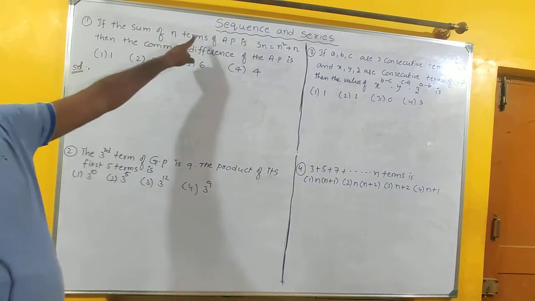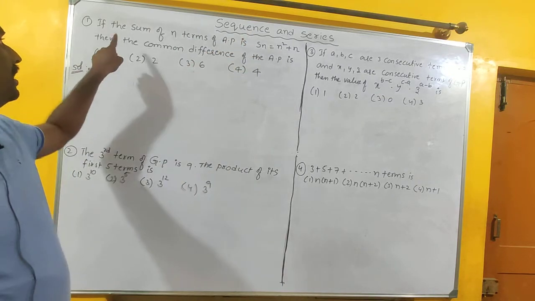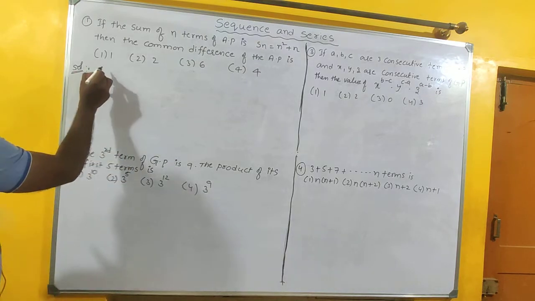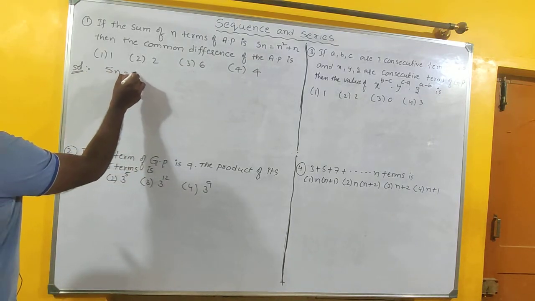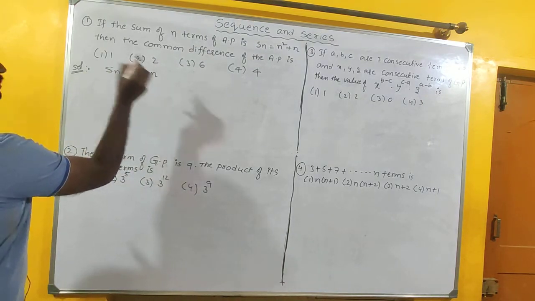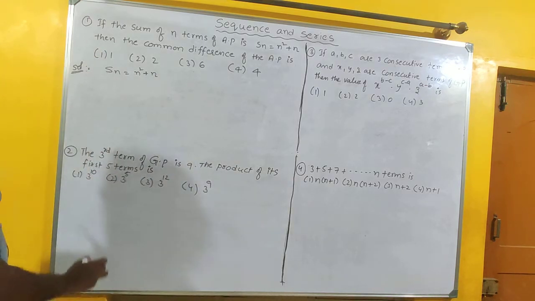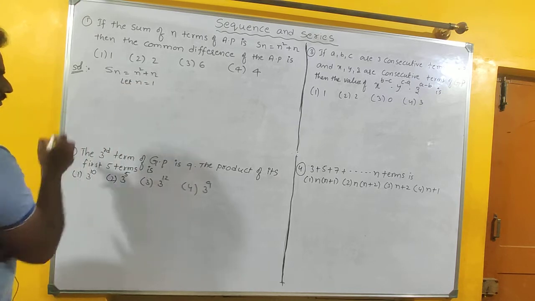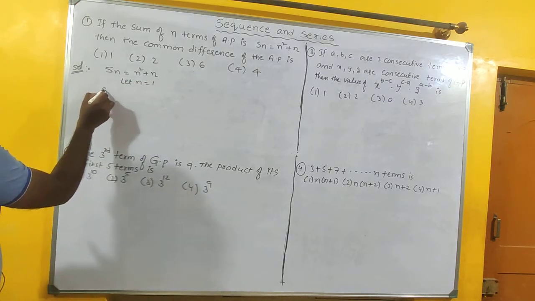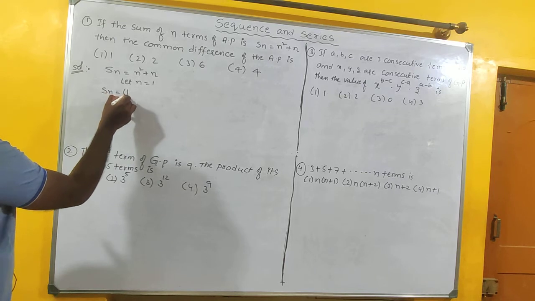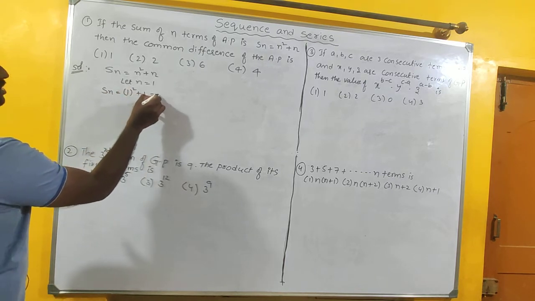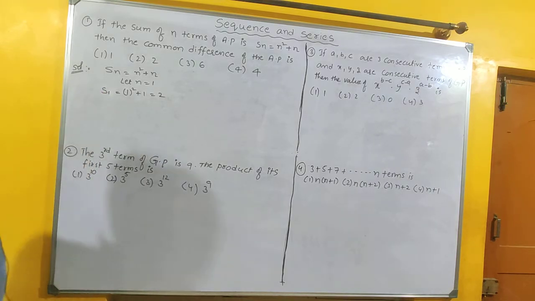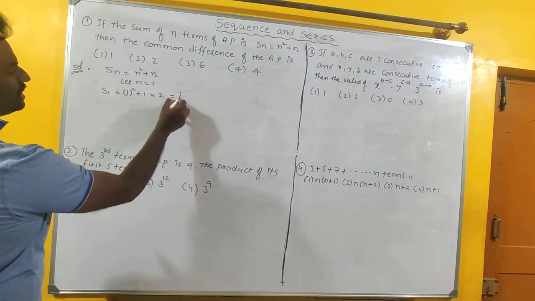The sum of n terms of an AP is given, and we need to find the common difference of the AP. The sum of n terms is Sn equals n square plus n. If I take n equal to 1, then Sn is 1 square plus 1, that is 2. This is S1. S1 means only the first term, that is T1.